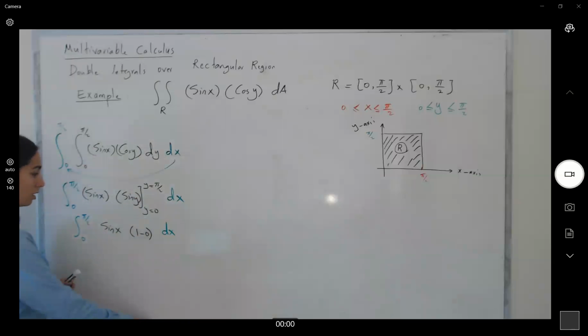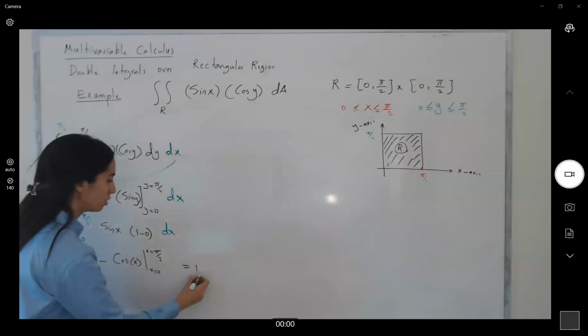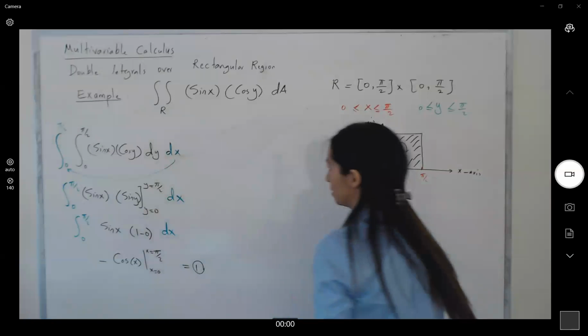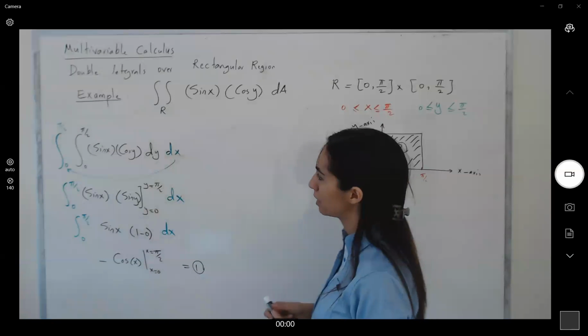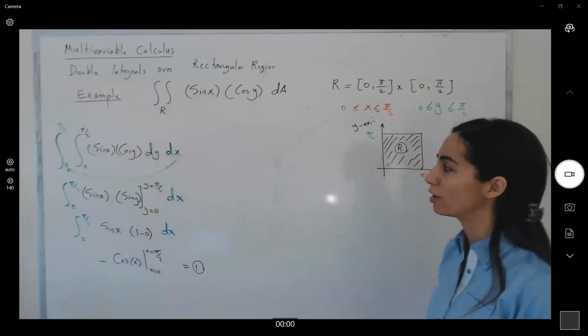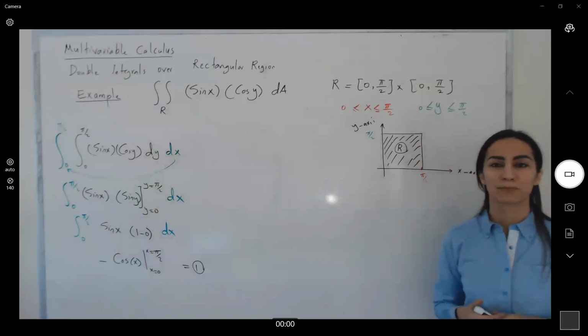Well, the integral of sine x is negative cosine x, and x ranges between 0 to pi over 2. If I plug in pi over 2, it's going to be 0, minus cosine of 0 is 1, negative, negative gives you positive 1. Again, you can say that, hey, I want to take the integral with respect to x first, then with respect to y, you get the exact same result.